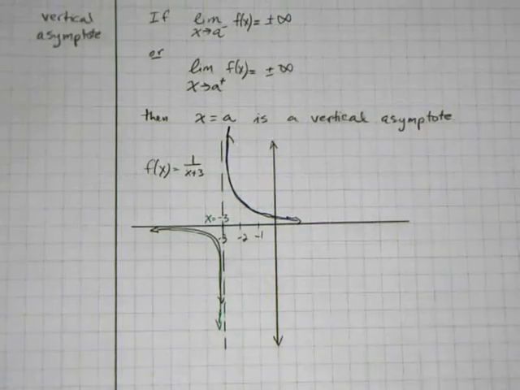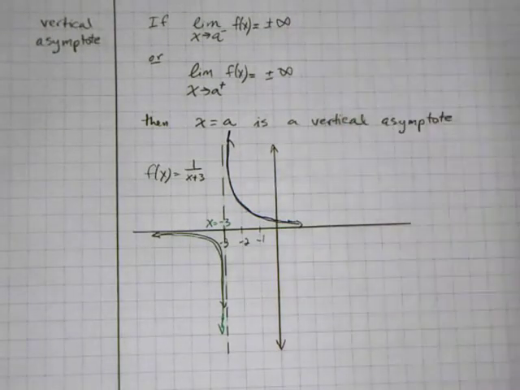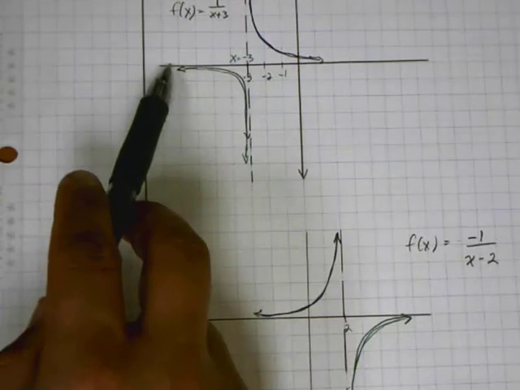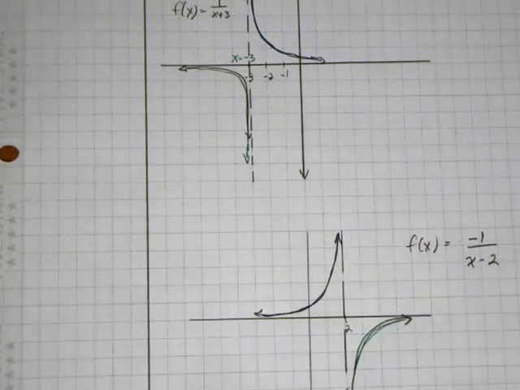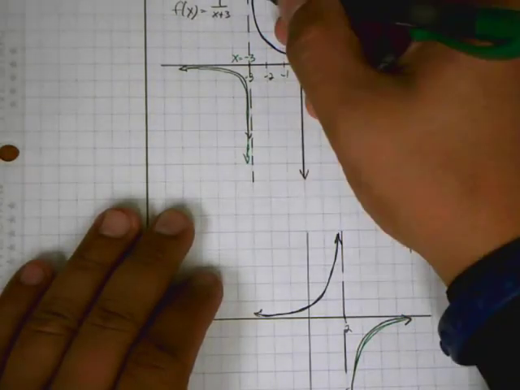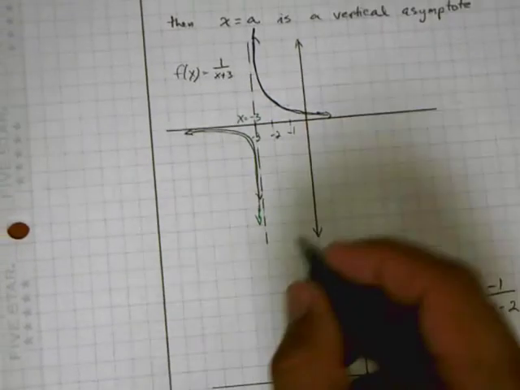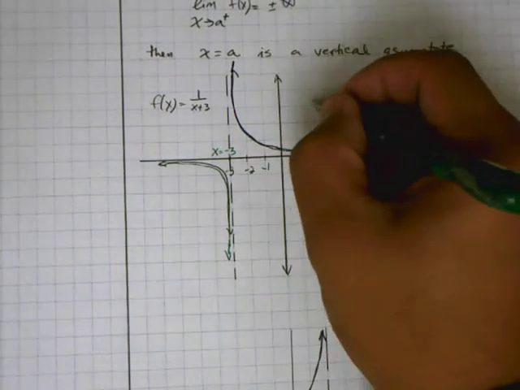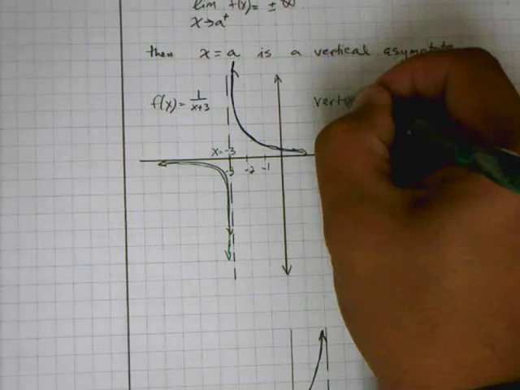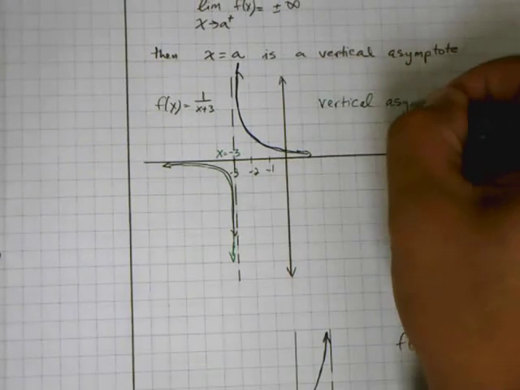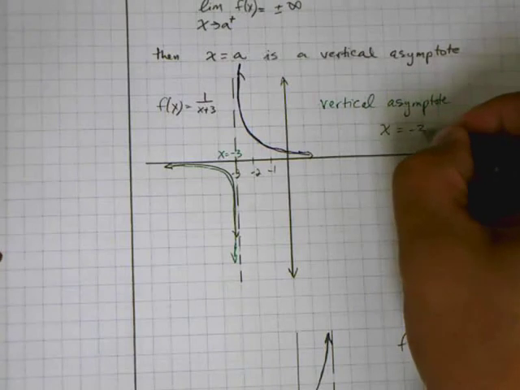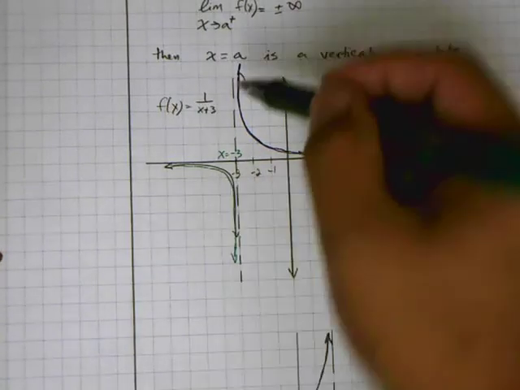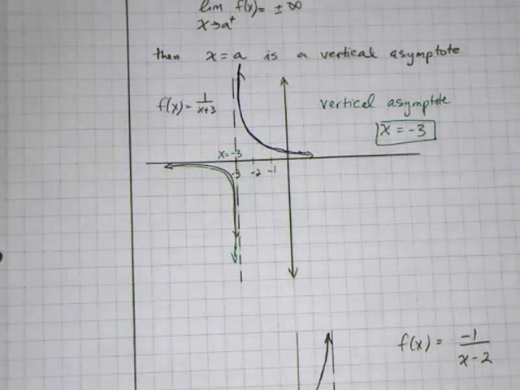Okay, and looking at this notation, this is what plus or minus infinity means. It means that you can either, going from left to right, go downwards, or going from left to right, go upwards. But as long as it's approaching either negative infinity or positive infinity, then this line here would be the asymptote. So in this case, the vertical asymptote of this particular graph is x equals -3, because that's this dotted vertical line here.